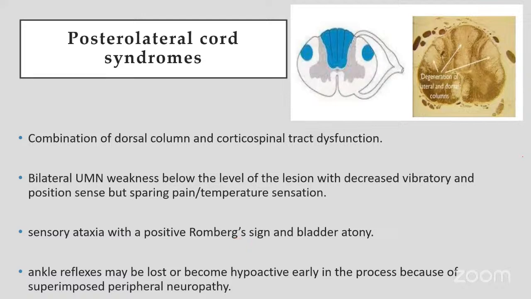Posterolateral cord syndromes are a combination of the dorsal column and corticospinal tract dysfunction. Bilateral UMN weakness is there below the level of lesion with decreased vibratory and position sense, but sparing of pain and temperature sensation. There is sensory ataxia with positive Romberg sign and bladder atony. The ankle reflexes may be lost or become hypoactive early in the process because of superimposed peripheral neuropathy.